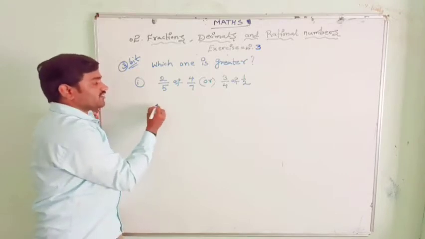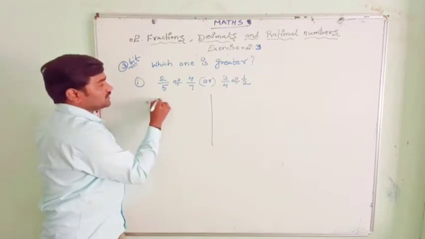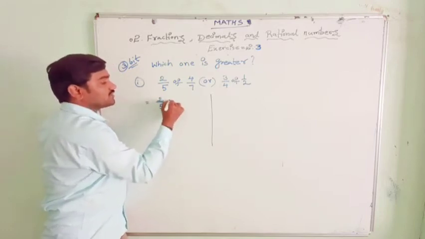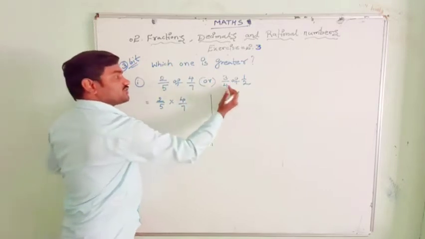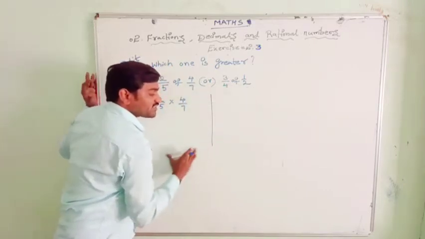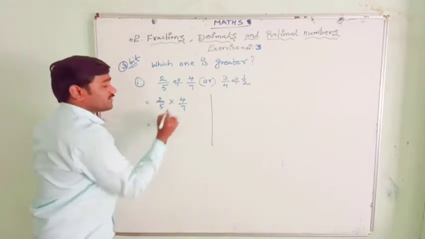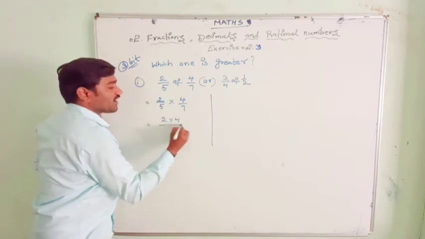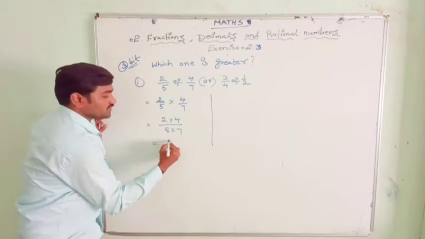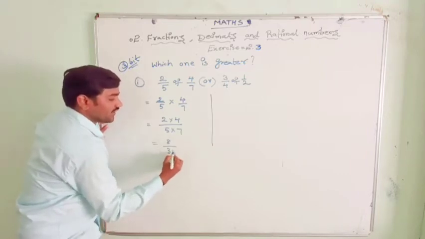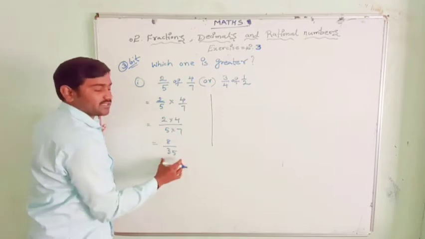So let us simplify first 2 by 5 of 4 by 7, and then let us compare which one is greater. Product of numerators 2 into 4, by the product of denominators 5 into 7. 2 fours are 8, 5 sevens are 35. So we got 2 by 5 of 4 by 7 as 8 by 35.